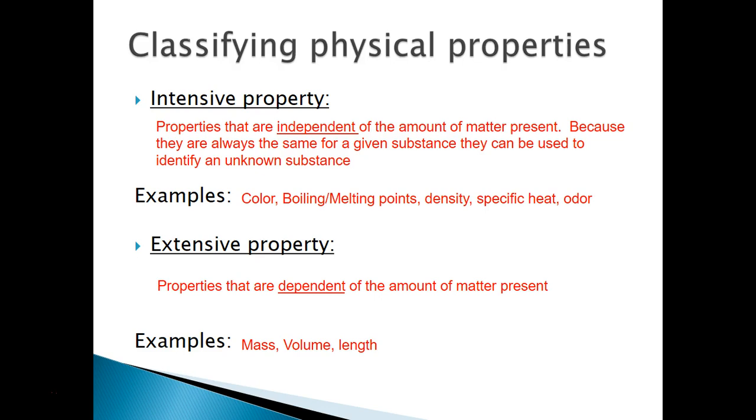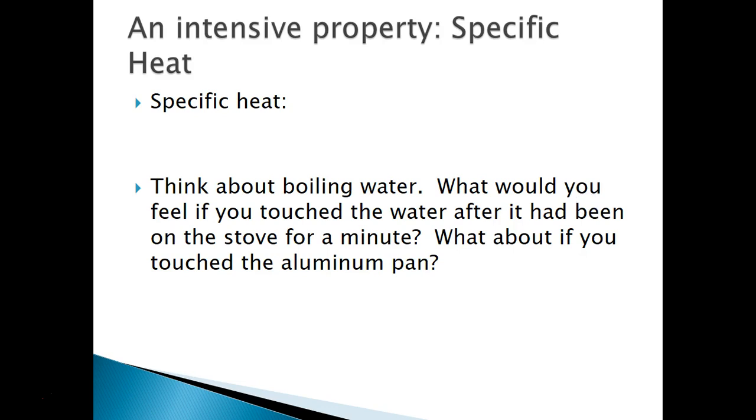Now, to illustrate why we cannot use an extensive property to identify an unknown substance, let me give you an example. I have a sample of matter. It has a mass of 2 grams. What is it? Well, you can't tell me what it is because I could have a whole bunch of things that have that mass. I have a sample of matter that has a volume of 25 milliliters. What is it? You don't know because you could have water, 25 milliliters of water, or 25 milliliters of some other liquid.